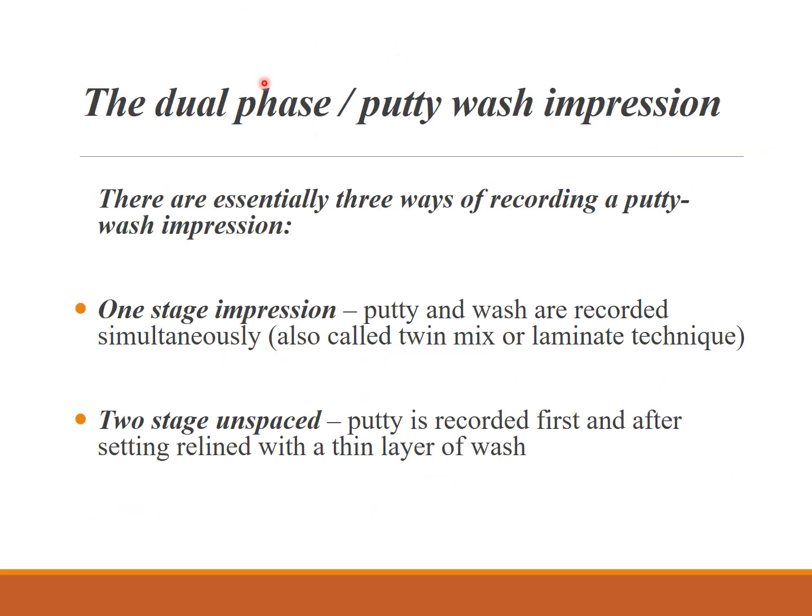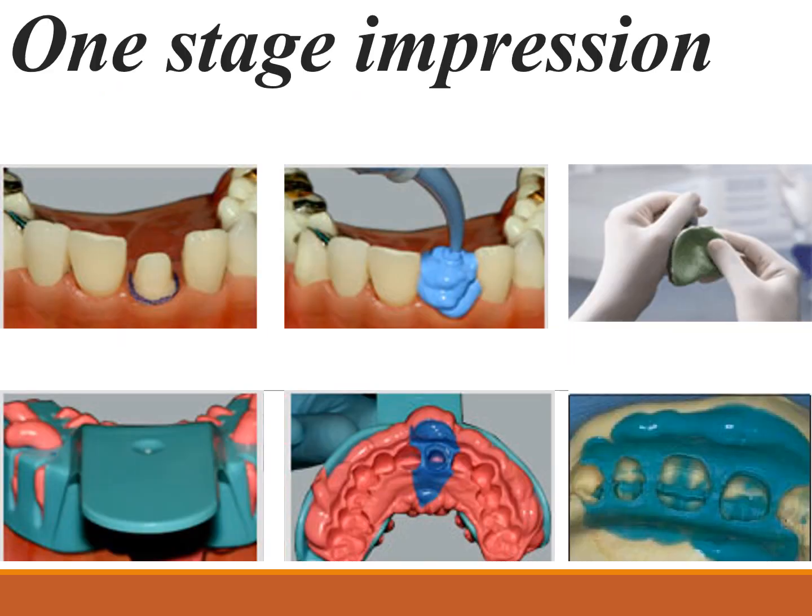Coming to the dual phase putty wash technique, there are essentially three ways of recording a putty wash technique: one stage and two stage. In one stage, the putty and wash are recorded simultaneously, also called the twin mix or laminate technique. Two-stage unspaced technique: the putty is recorded first, and after setting, relined with a thin layer of wash. So for one stage, you can just put a little bit of light body, put the heavy body here, and just take an impression, and there you can see the impression.